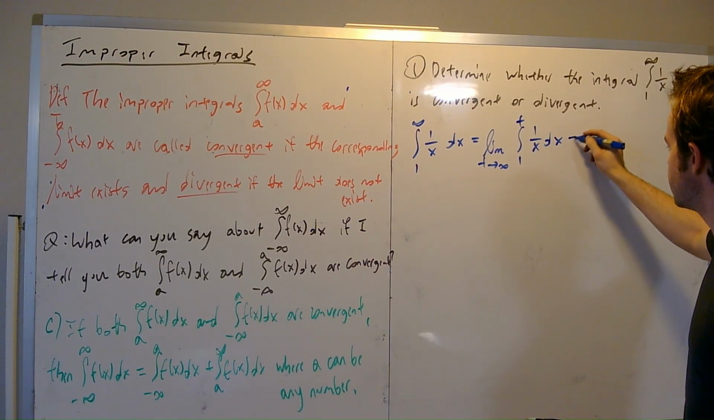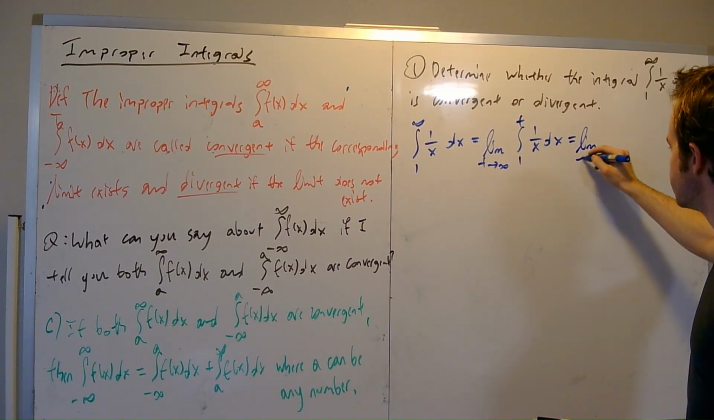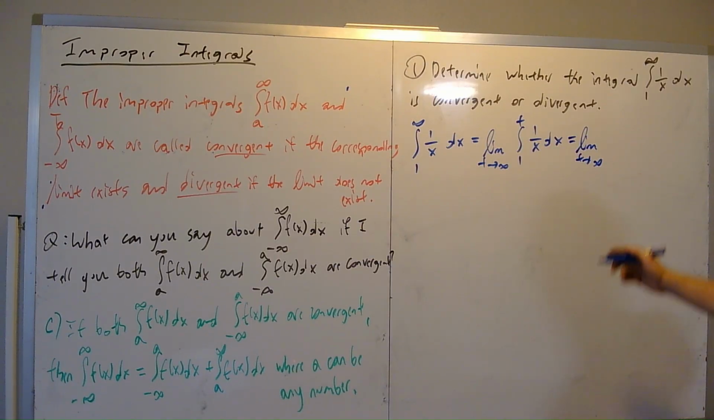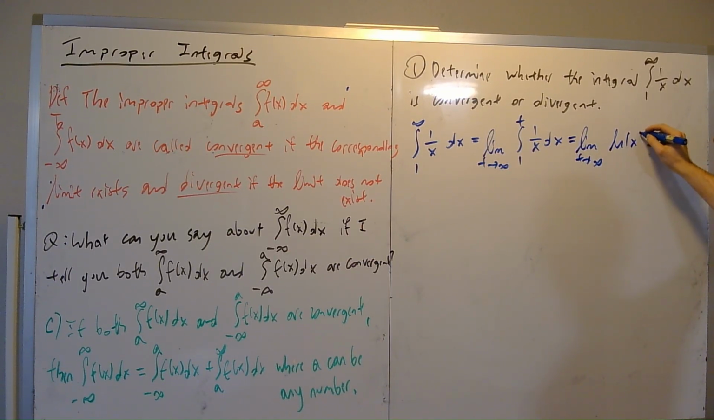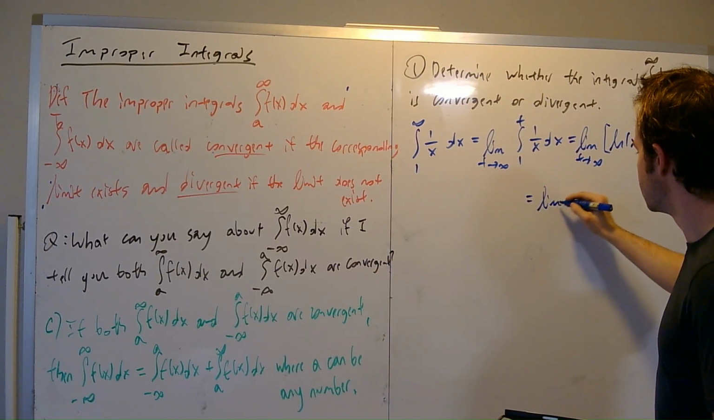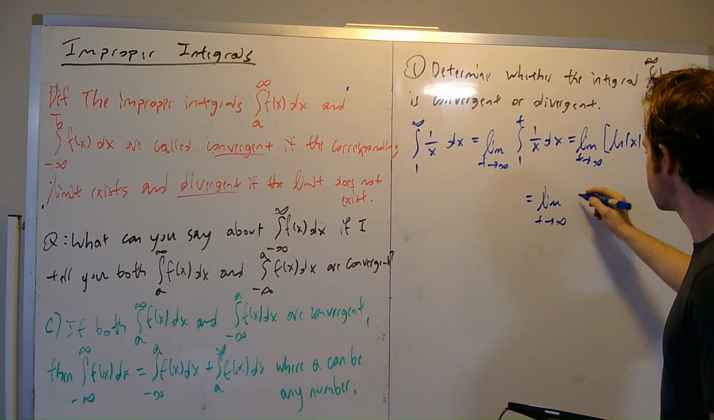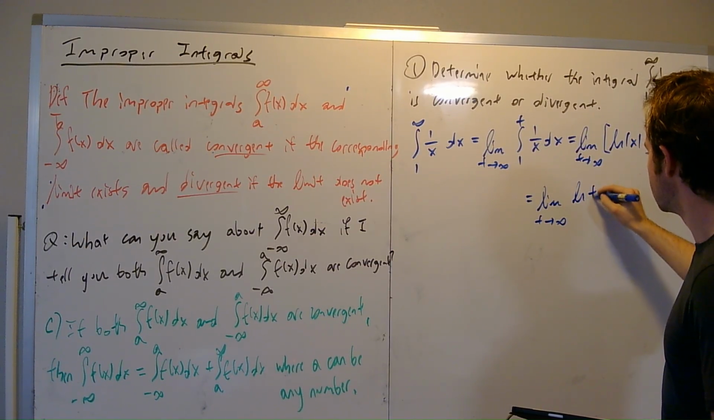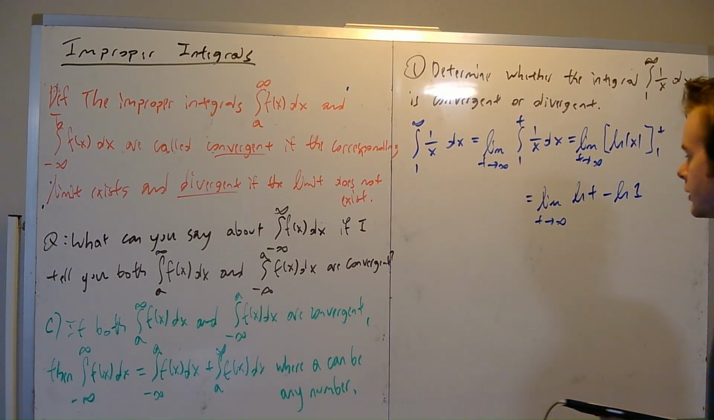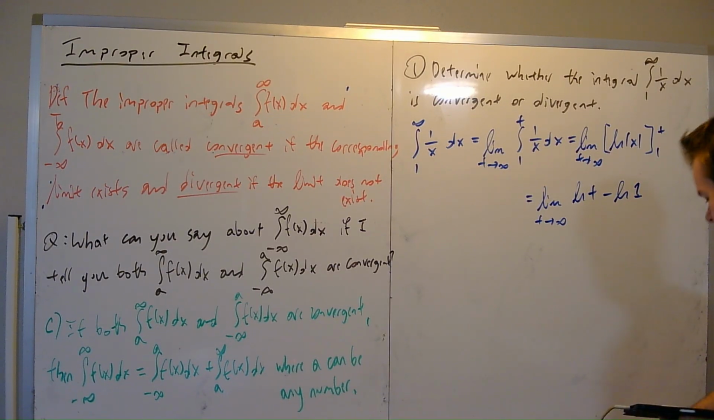Now, we can take this integral, this is the limit as t goes to infinity, of the integral of 1 over x is, of course, just natural log of the absolute value of x. And this is going from 1 to t, so we just plug in these things. So we're going to get the limit as t goes to infinity of the natural log of t minus the natural log of 1. Right, and the natural log of 1, that's saying e to what power gives me 1. This is actually 0.